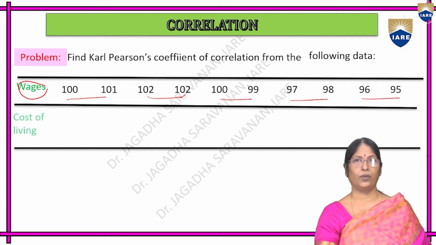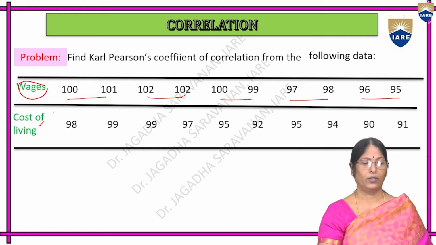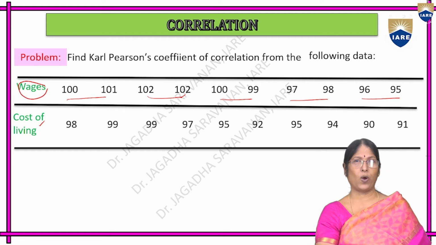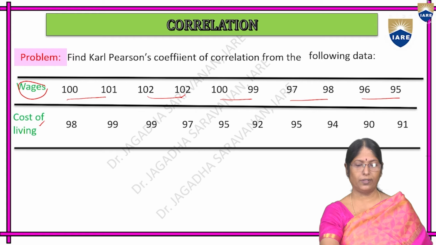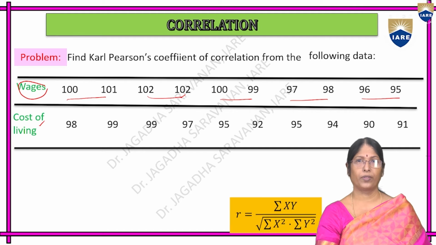10 data are given. The second one is cost of living. So paired data, 10 paired data are given. In the previous problem we discussed, the data were very small, so we could easily find the squares and all. But here there are more values. How to deal with this type of problem?